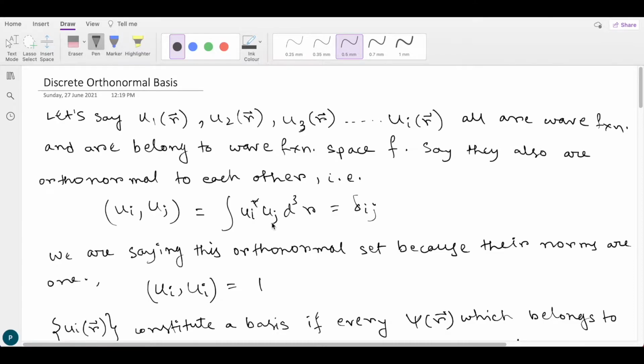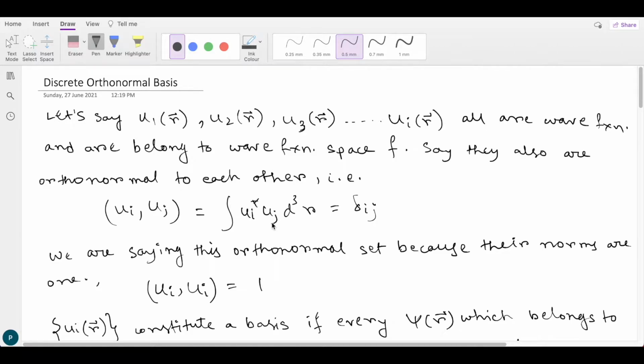Today we will be discussing discrete orthonormal basis. So what is a basis? A basis is a set of vectors which can represent any function in that space as a linear combination, like in R3 space or in 3D space or in real space. We define a velocity, a momentum, a position in terms of i cap, j cap, k cap. So i, j, k are bases in 3D space.